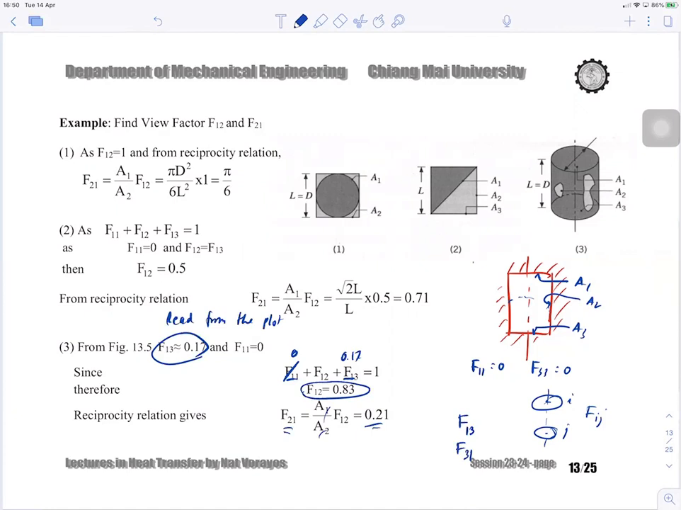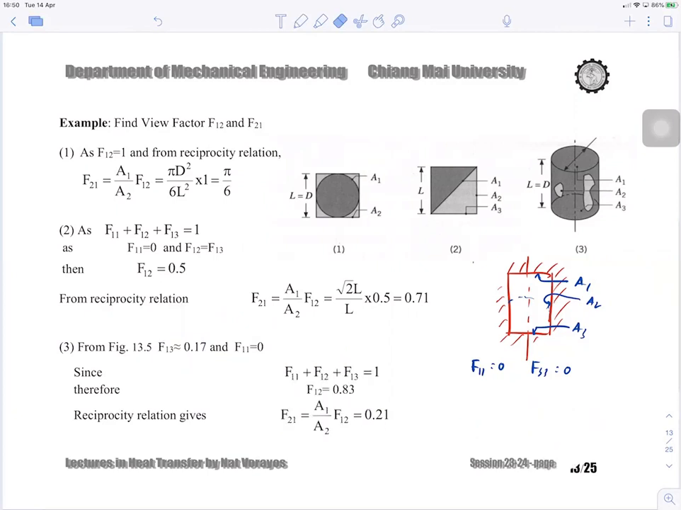Okay, so practice this. There will be examples inside the book, and also in the homework, and also in the problem set at the end of this chapter. You'll find all the problem sets that you can practice.